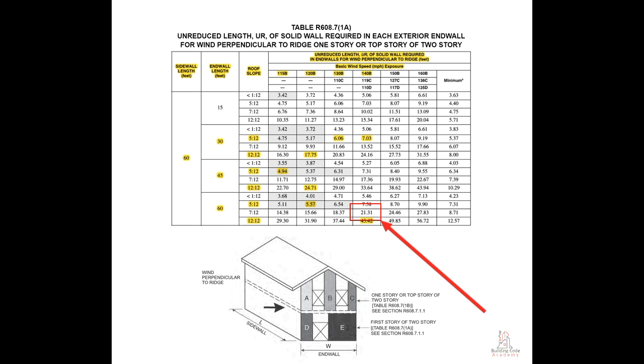Unreduced length, UR, 21.31 feet of solid wall required in each exterior end wall for wind perpendicular to ridge if sidewall length is 60 feet, end wall length 60 feet, structural roof slope 7-12, and basic wind speed is 140 miles per hour.